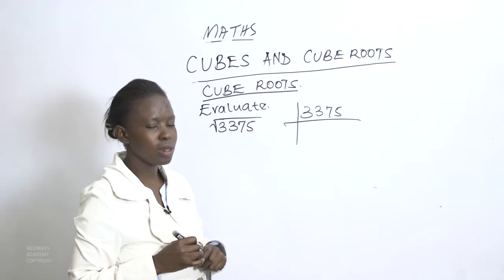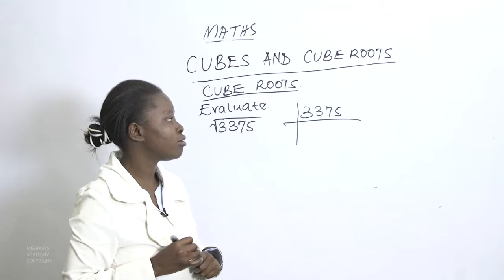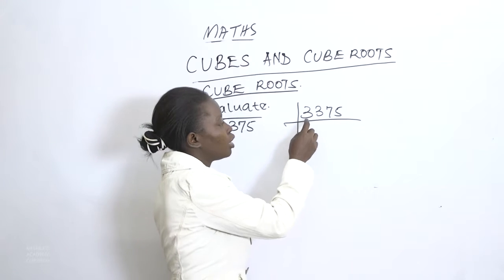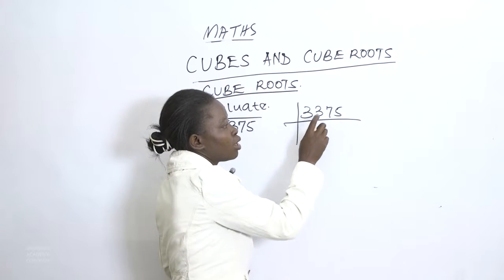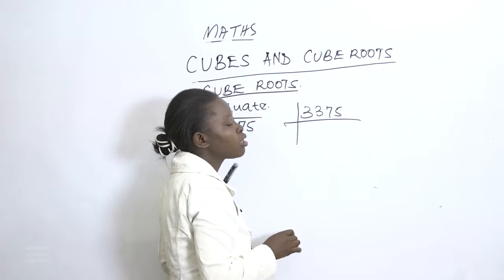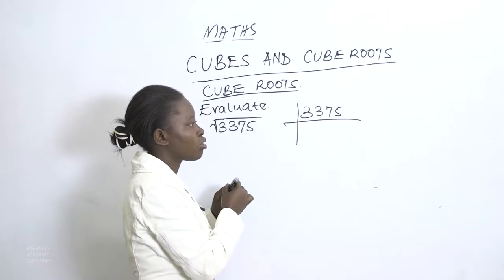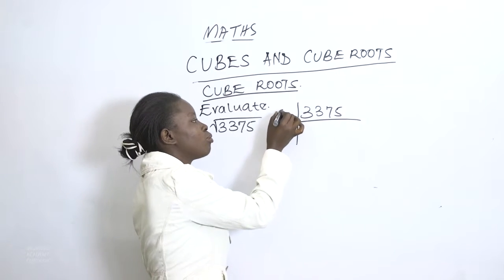We simply add the digits and find out, is the sum divisible by 3? So when we are adding, we have 3 plus 3, that is 6. 6 plus 7 is 13. 13 plus 5 is 18. So it means the number is divisible by 3.